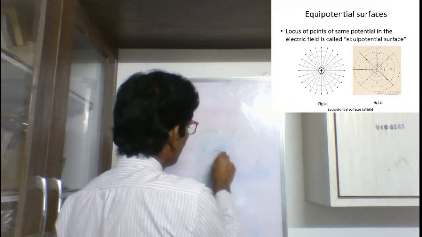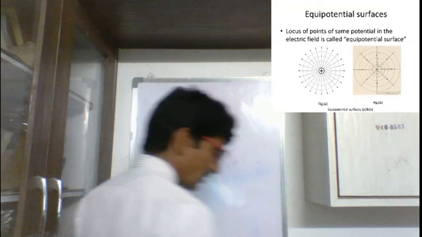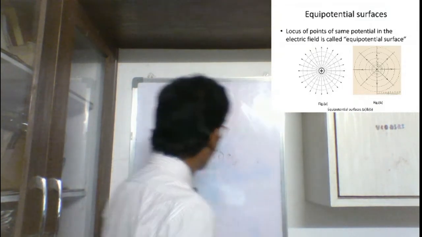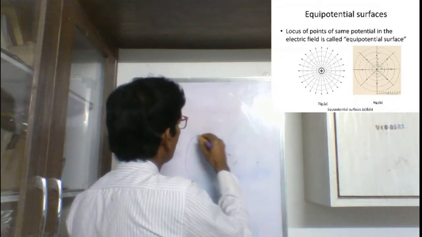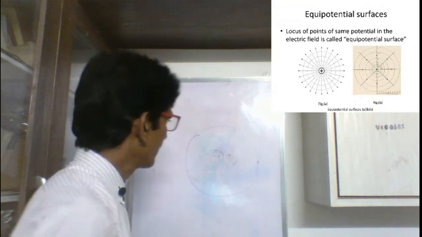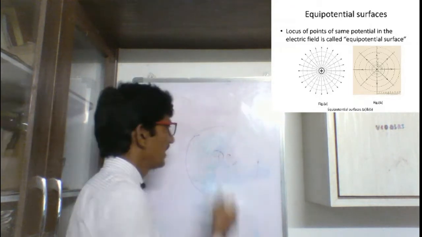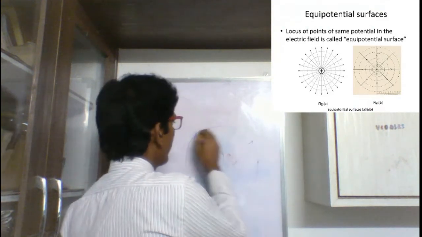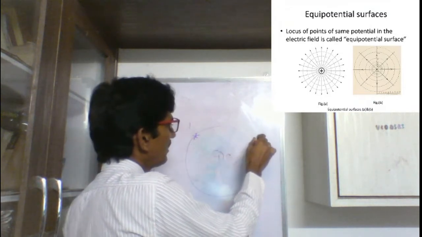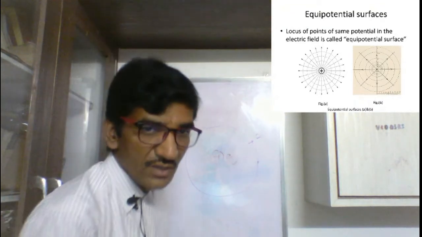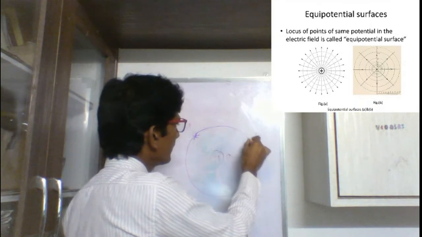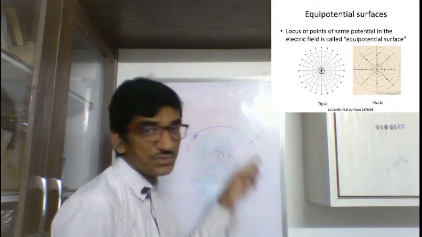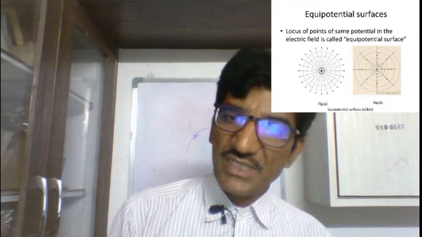Say this is a positive charge Q. You are taking one equipotential surface here, encircling this charge. On this equipotential surface, you are selecting two points, say 1 and 2. You are taking one charge from here to here. Actually, it is a surface, a three-dimensional object. You are taking one object from 1 to 2. How much electrostatic work is needed?